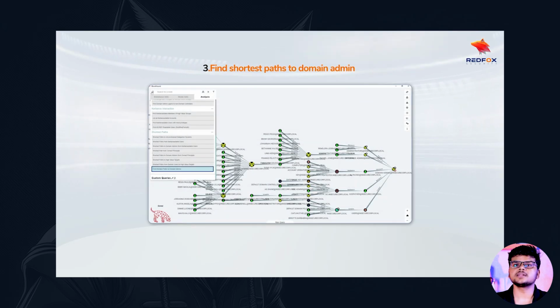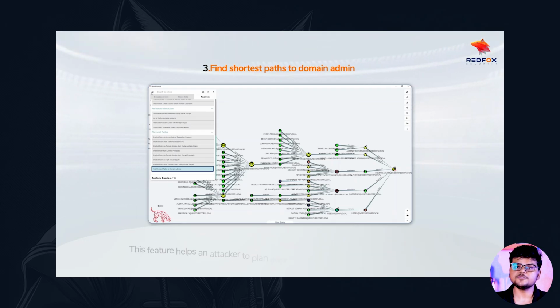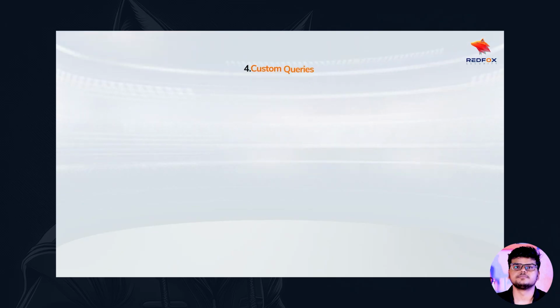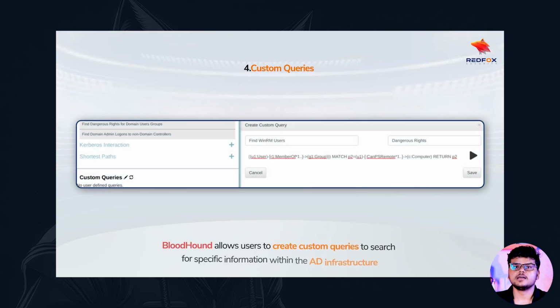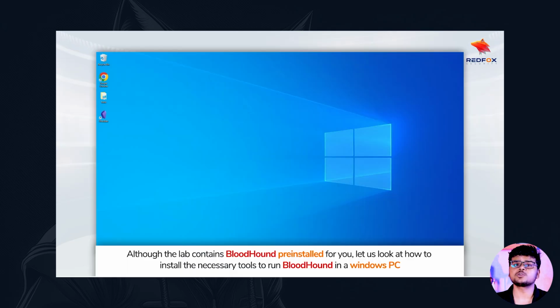Find shortest paths to domain admin. BloodHound can identify the shortest paths to domain admin privileges. This feature helps an attacker to plan their attack route and prioritize their efforts. Custom queries. BloodHound allows users to create custom queries to search for specific information within the Active Directory infrastructure. This makes it easier to identify potential vulnerabilities and attack vectors.